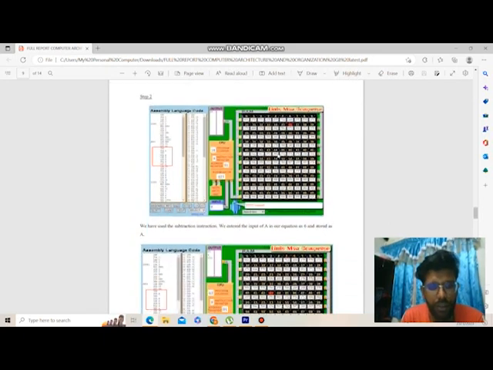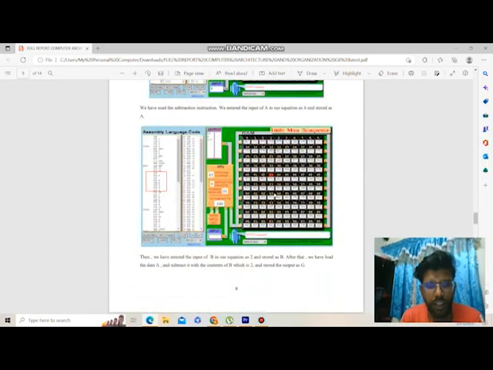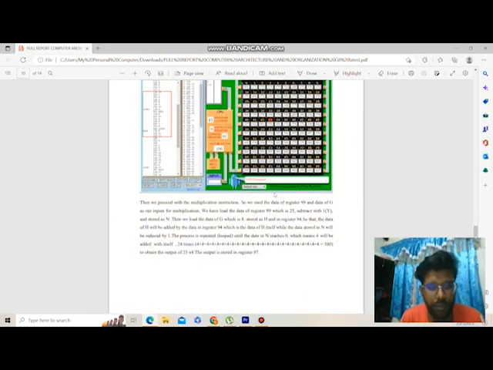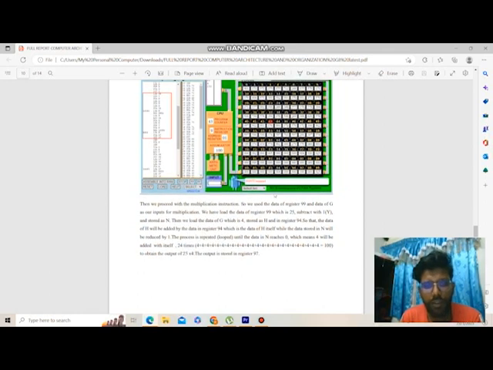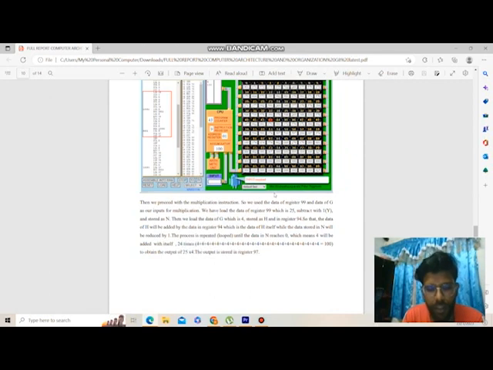For step 2, the step 2 is the subtraction instruction. So we enter the input of a in our equation as 6 and b as 2. Step 3 is the multiplication instruction. So we multiply the value of a minus b and multiply with the value of c.